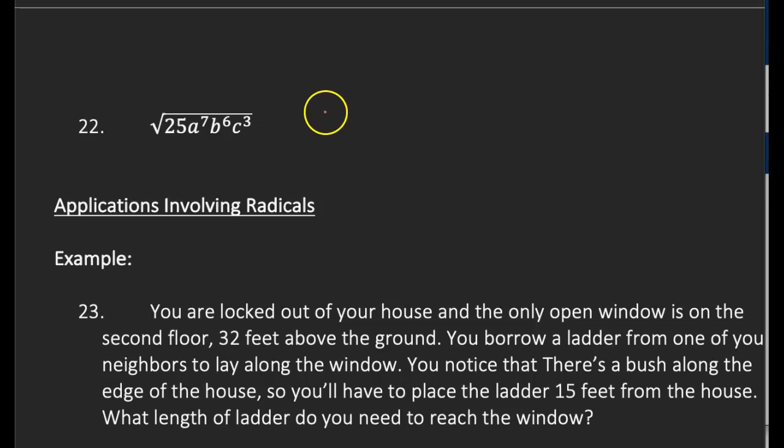One more example right here. So the square root of 25, well, we know that's 5, right? Then remember the index is a 2 here. How many times does 2 fit into 7? That's 3 times, right? And 1 remaining. How many times does 2 fit into 6? That's 3 times, and no remainder.